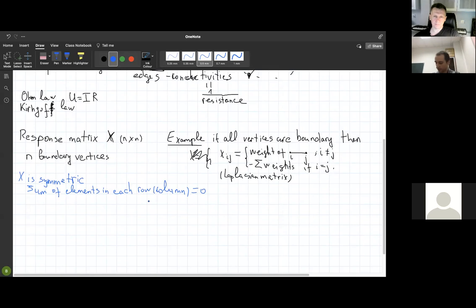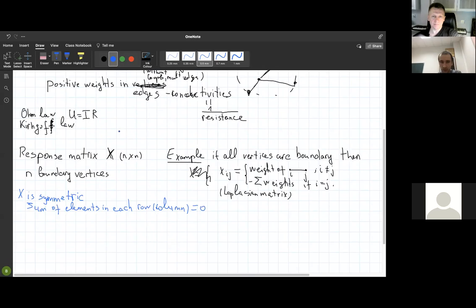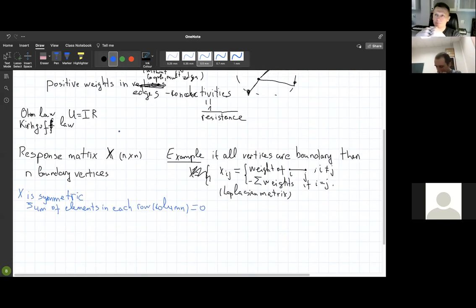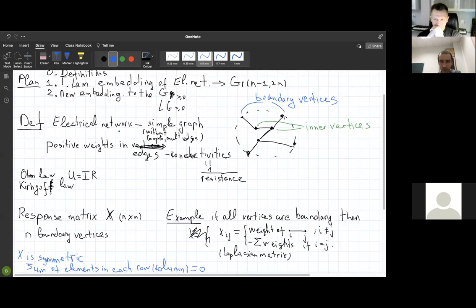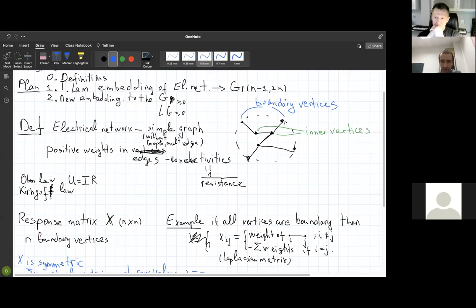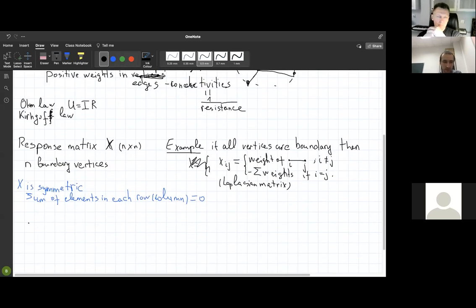Okay, so to say a few more words about this response matrix and the electrical network, I would say that there is a notion of electrical equivalence of these networks. More precisely, there is a theorem of Curtis, Ingerman and Morrow.